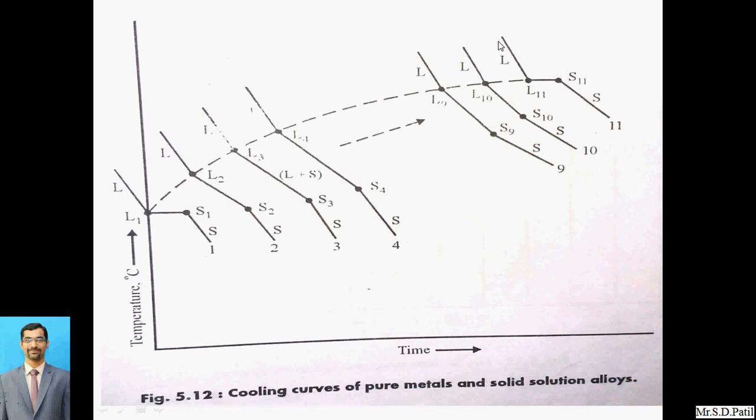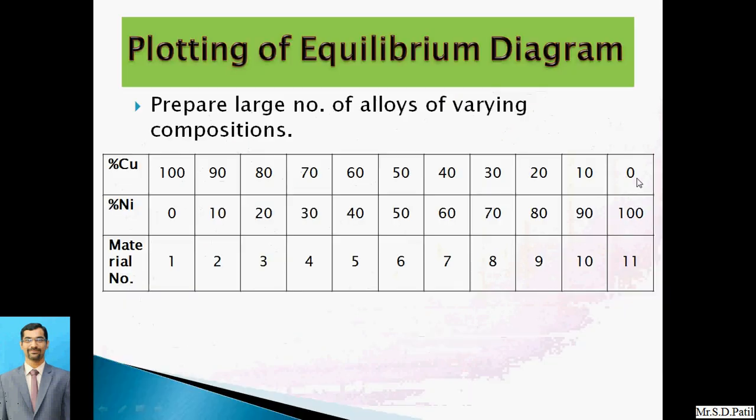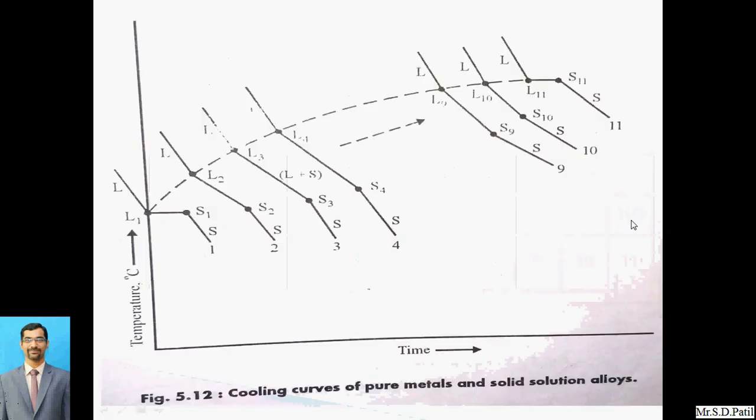Again for the last material, material number 11, it will be 0% copper and 100% nickel. So again here we have to draw the cooling curve of pure metal. So L to L11, 11 in the sense that material number 11. That nomenclature is given likewise, and then this will be a curve.